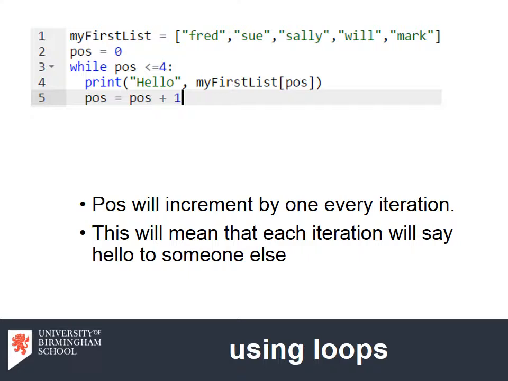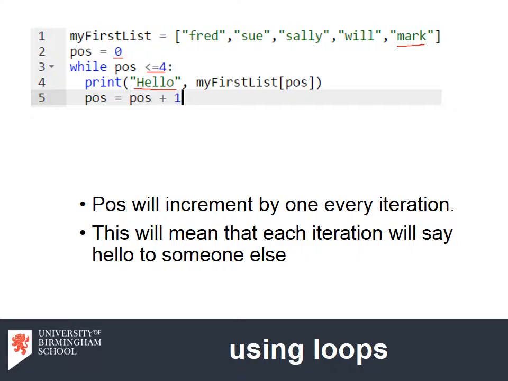So this code example will print out all of the different individual names and say hello to them. It starts off at position 0, so that's the beginning of my loop. I go until the end of the loop, so I've got 4 as the index. My last index is 4, which is Mark. So I'm going up until that.